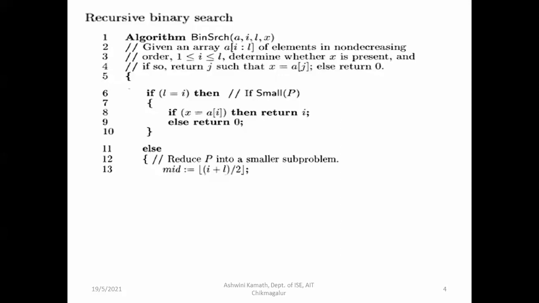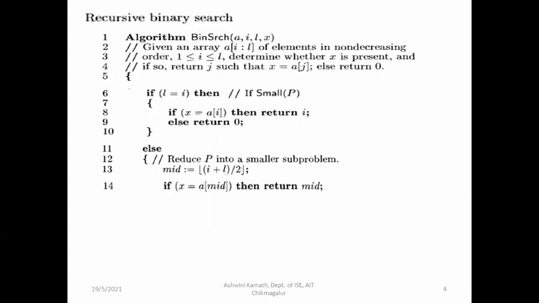Else, reduce P into a smaller subproblem. How to reduce? We know the concept of recursive binary search. Every time the array will be divided into two parts. If the element is less than the mid element, then we are going to search in the left side. If X is greater than the mid element, then we are going to search on the right side of the array. So we divide the array into two parts. So mid is equal to (I plus L) divided by 2. I is the starting index, L is the last index.